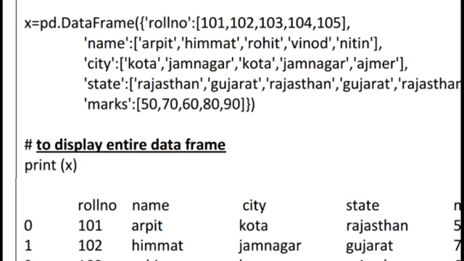City is our key, and the respective values after the colon: Kota, Kota, Jamnagar, Ajmer. And you can see the state and their respective set of values. And then at last you can see our marks key with its values, or we can say this is our last column and the respective set of values.